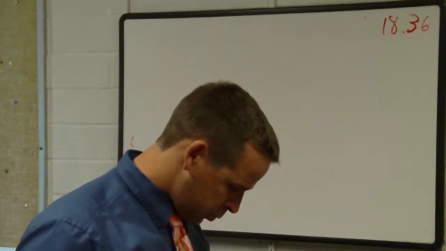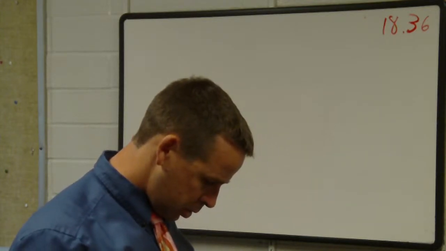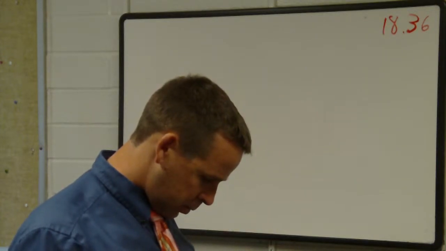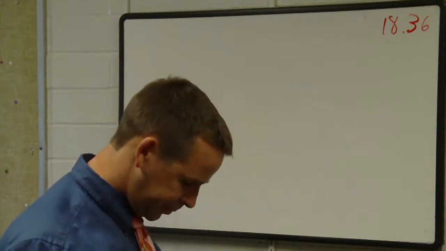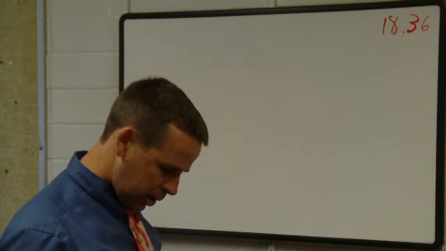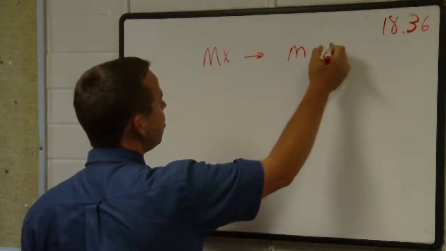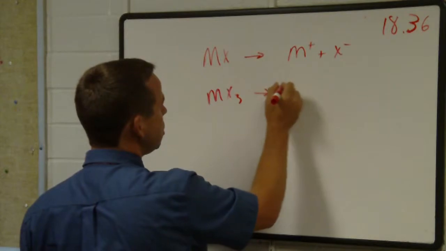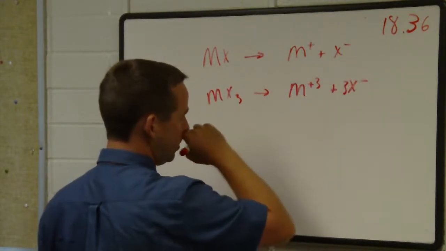A salt whose formula is MX has a KSP of 3.2 times 10 to the minus 10. Another sparingly soluble salt, MX3, must have what value of KSP if the molar solubility of the two salts are to be identical? All right, so if they have the same molar solubility, then MX dissociates into M plus X minus. MX3 dissociates into M plus 3 plus 3X minus.